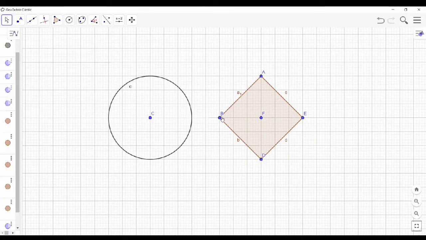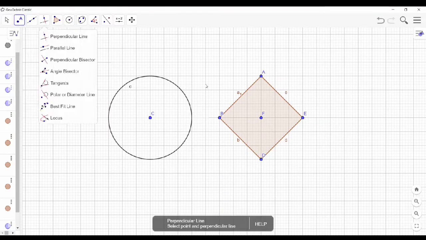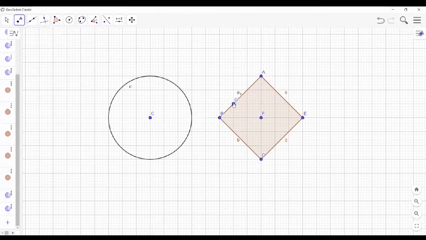Additionally, other points in this taxicab circle have a radius of 3. If I put a point here, point G is 3 units from F by counting 1, 2 in the x direction and 1 in the y direction. So the distance between F and G in taxicab geometry is also 3 units.